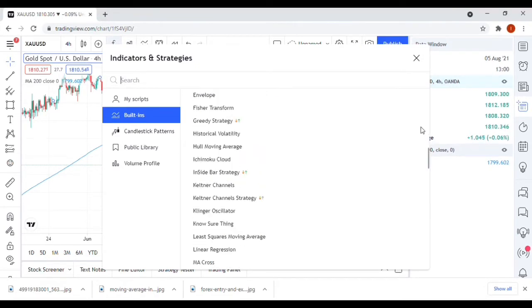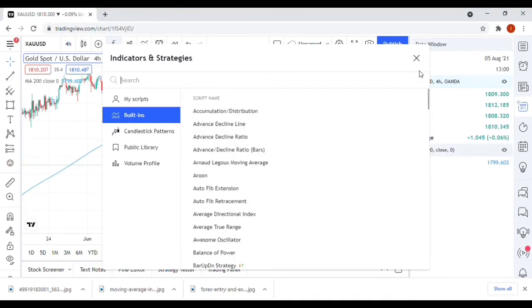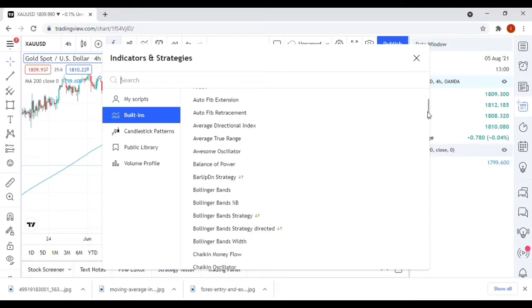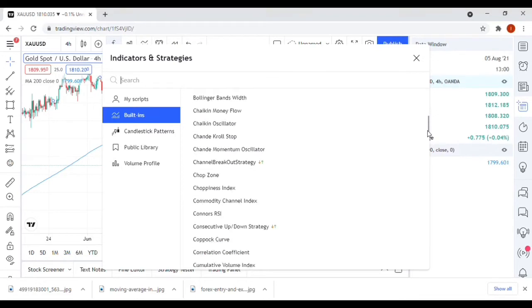Sorry about this. I don't want to type it there. I want to look for it manually. Okay. Moving average, where are you?